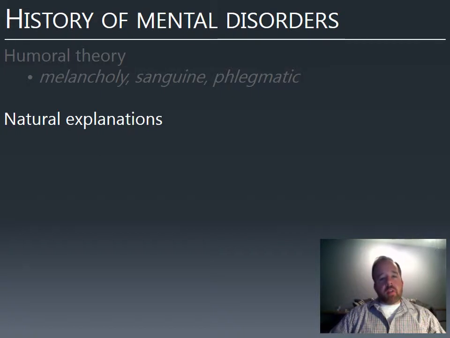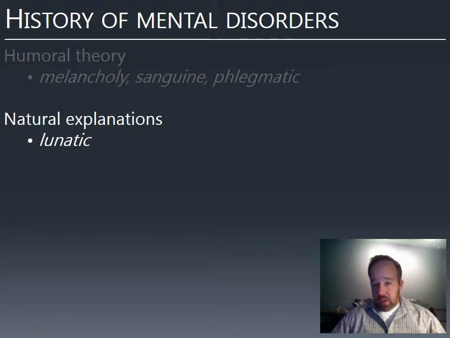After a while, this gave way, or at least shared the stage with more natural explanations. So if you've ever heard the term lunatic, that's the same word root as lunar, referring to the moon. It was thought that the moon could affect people's personalities, could affect the incidence of madness, that people were more likely to go mad or insane when the moon was full. And you still see holdovers from this in terms like lunatic, in ideas about werewolves being transformed by the full moon. And it's still an idea in astrology, of course, that the moon can influence people's lives and their behavior.